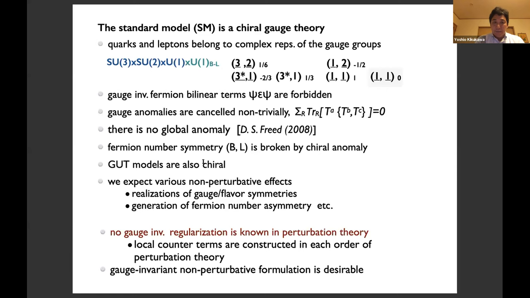And in general, in chiral gauge theories, we expect various non-perturbative effects such as non-trivial dynamics of gauge or flavor symmetries, and also generation of fermion number symmetry, etc. In perturbation theory, no gauge-invariant regularization is known, but we can construct local counterterms at each order of perturbation theory. For studying non-perturbative effects like this, a gauge-invariant non-perturbative formulation is desirable.